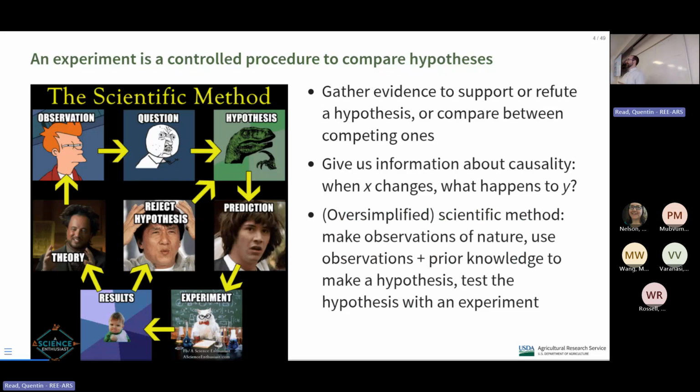Obviously the scientific method is more complex than this, but in the very tidy and oversimplified picture of the scientific method, experiments play an important role. The scientific method starts with an observation of nature, and you see a pattern. Well, what process is behind that pattern? You can use the observations you have plus any prior knowledge about how the world works to formulate a hypothesis about what mechanistic or causal process is underlying the pattern, and then you set up an experiment to test whether or not you can get evidence for or against that.